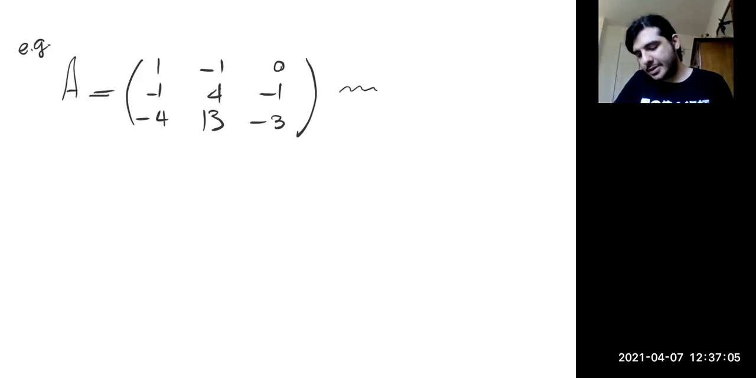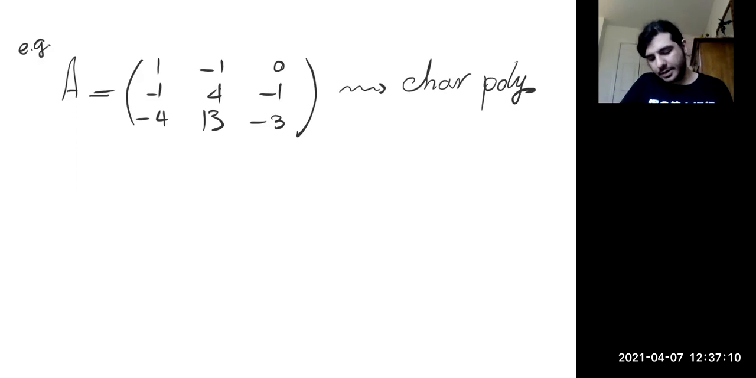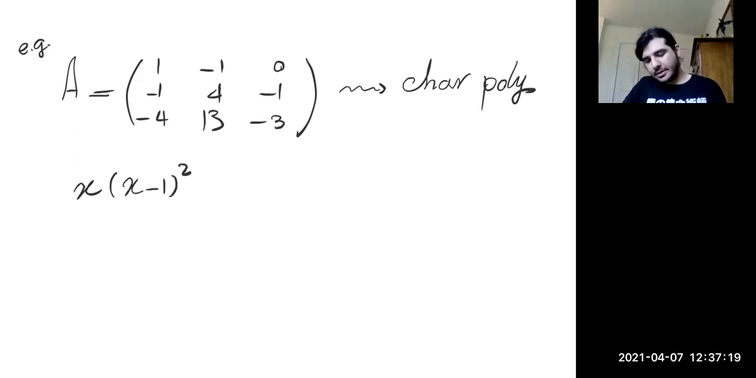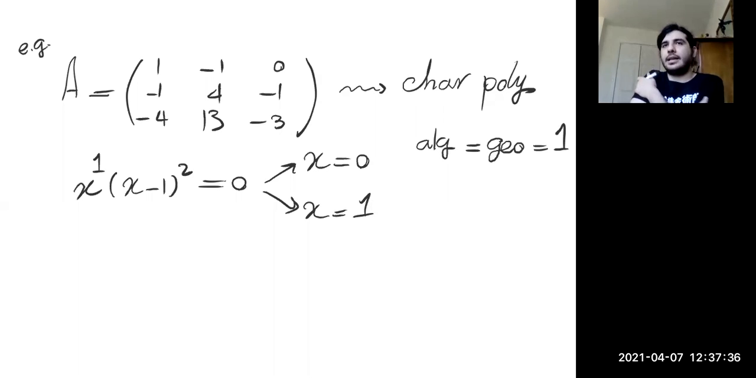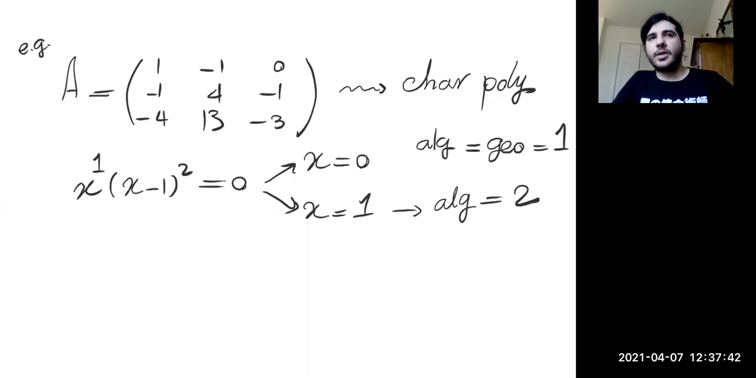I should form the characteristic polynomial. So I would write down the characteristic polynomial. The characteristic polynomial is x times (x minus 1) squared. I should set it equal to 0. One eigenvalue is 0, the other eigenvalue is 1. For the first one, the algebraic multiplicity is equal to geometric multiplicity is equal to 1, because here the power of x is 1 and it can't be less than that. For the other one, the algebraic multiplicity is 2. The geometric multiplicity, well, we should see that. It might be 2, it might be 1.